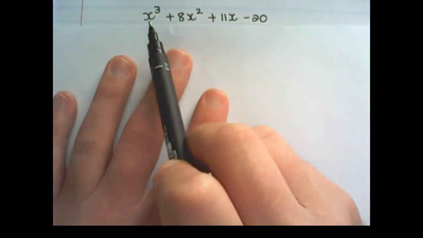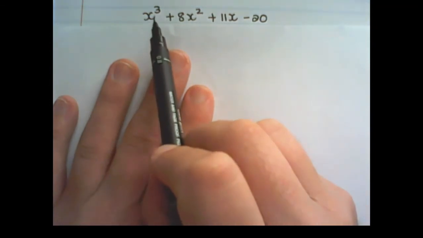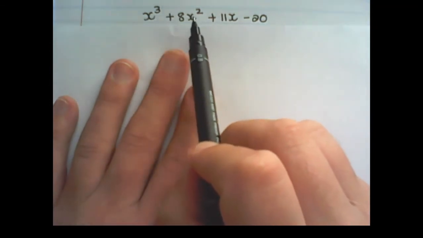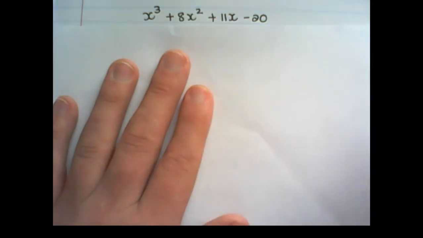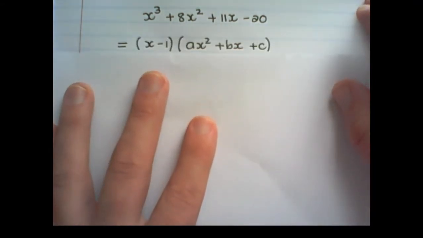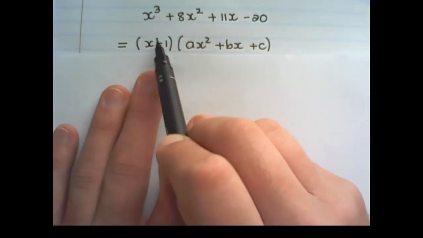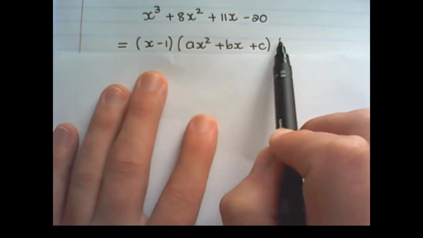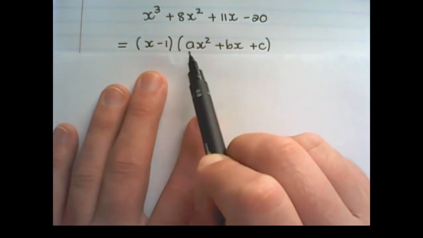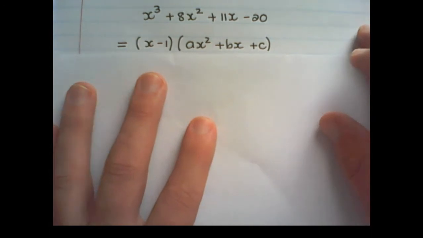So first, I recommend that we copy down f(x). So f(x) is x cubed plus 8x squared plus 11x minus 20. Then, what we have learned in the previous video is we put the factor in, so x minus 1, which is the factor, we place it next to this bracket, ax squared plus bx plus c. And now we are simply going to follow the steps that we have learned in the previous lesson.